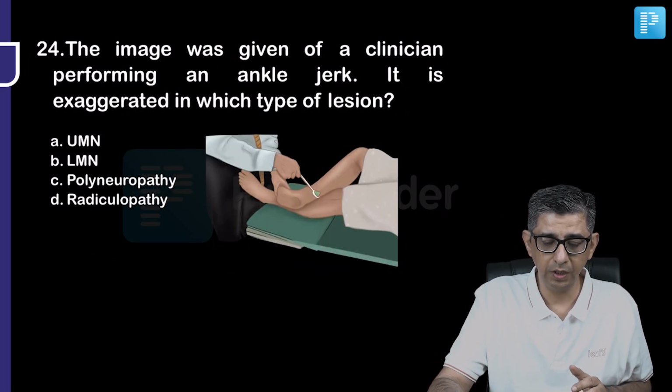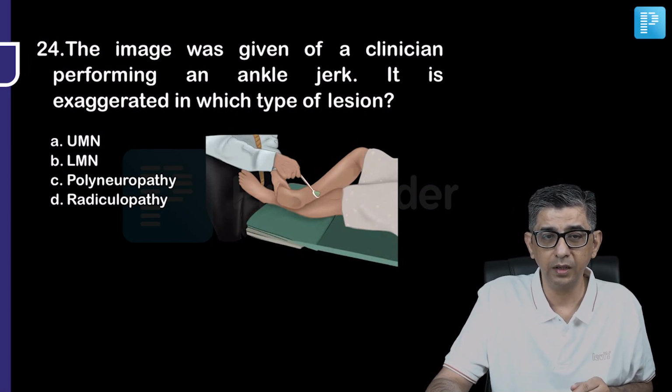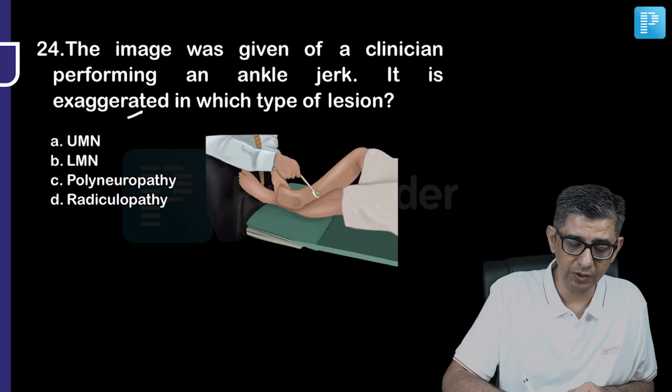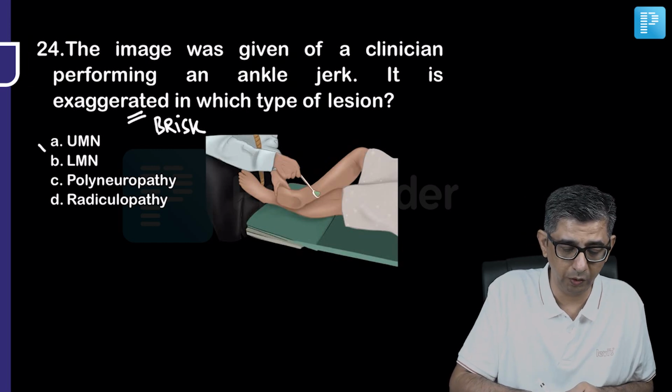He said there was a clinician who's performing an ankle jerk. The root value will be S1. And he said, when would this be exaggerated? Exaggerated would mean when would you be having a brisk ankle jerk. So that would be a case of upper motor neuron lesion.